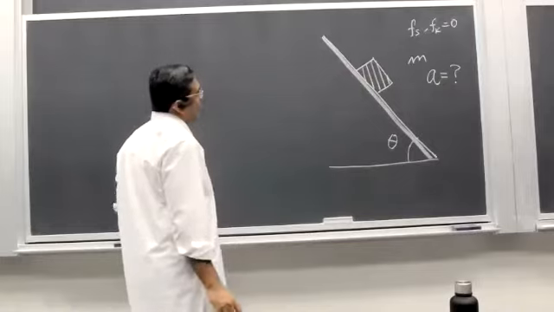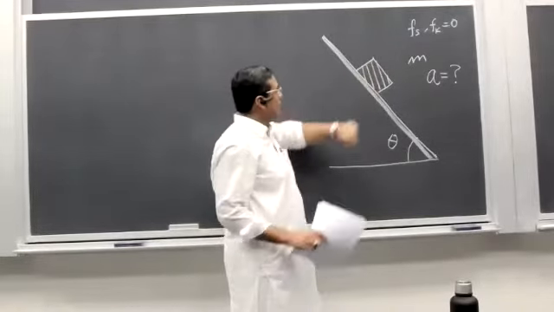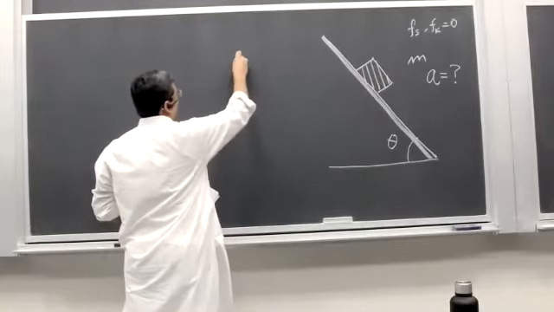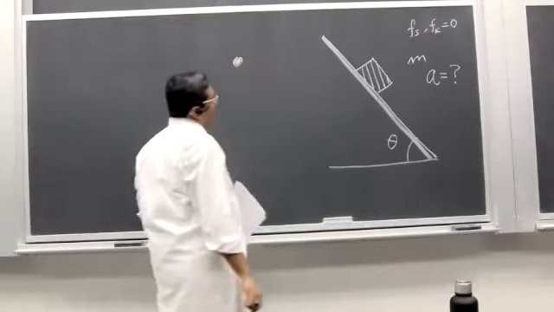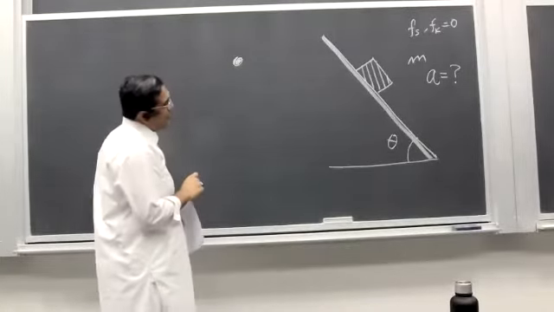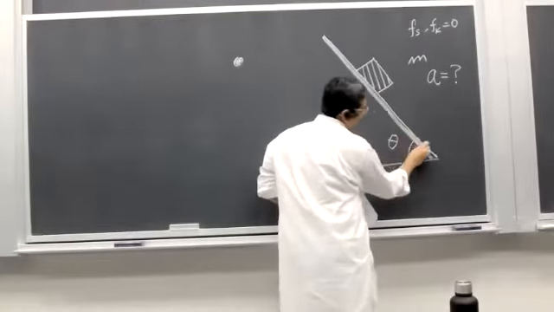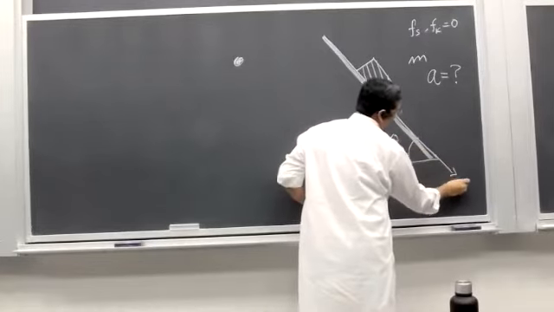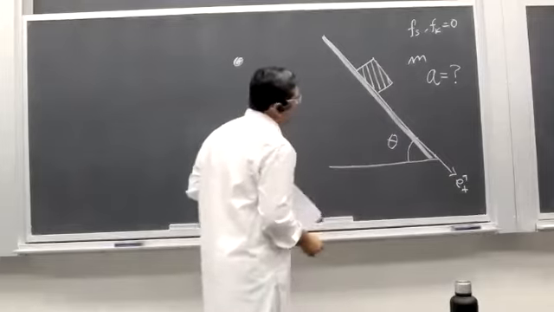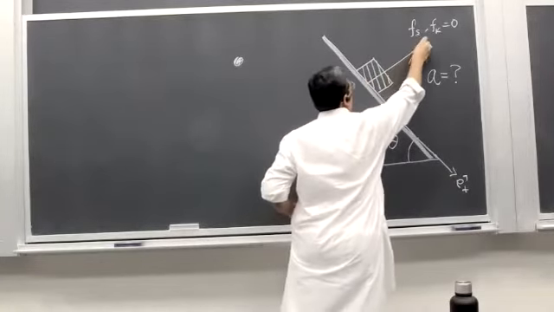So the object that we are interested in is the block, and now we try to make its free body diagram. Before we do that, let's choose a coordinate system. We choose the coordinate system in such a way that this represents the x-axis: the x-axis is parallel to the inclined plane, and the y-axis is normal to the inclined plane.